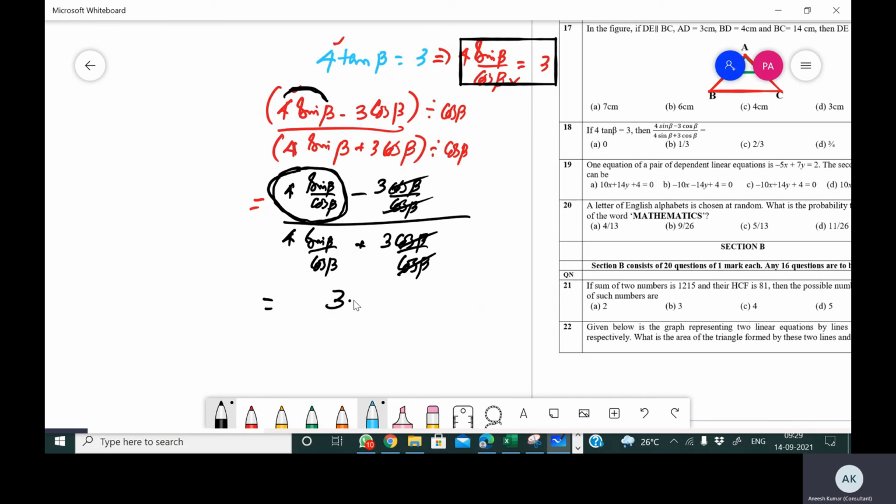3 minus 3. What is 3 minus 3? All of you know 3 minus 3 is 0. Whatever is happening in the denominator doesn't matter. So 0 by anything, the answer goes to 0.